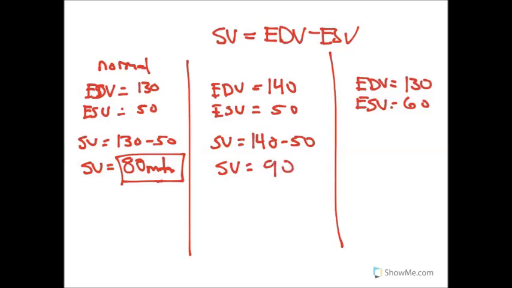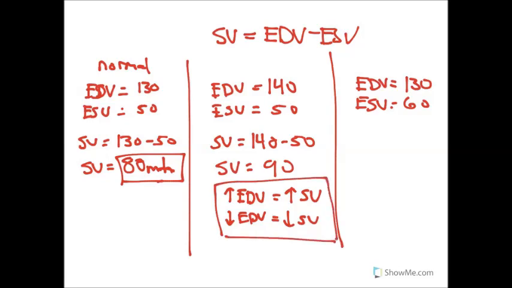What you are noticing here is an increase in EDV equaling an increase in stroke volume. And actually, the converse would be true. If you decrease the EDV, this would also decrease the stroke volume. This is a very important relationship to have in your mind. And mathematically, we've shown that at least partially, and the converse would be true, due to the way mathematics works. So then let's look at stroke volume being 130 minus 60.